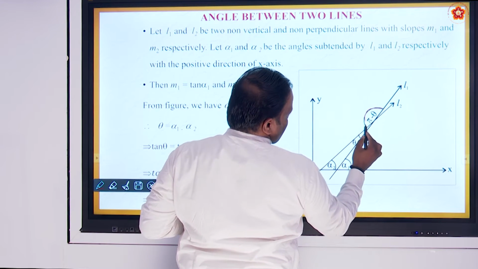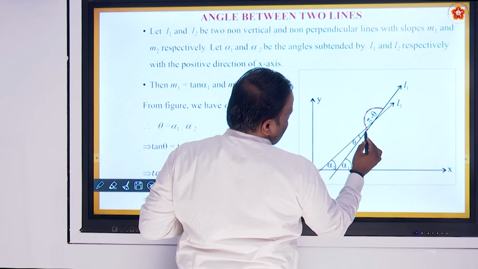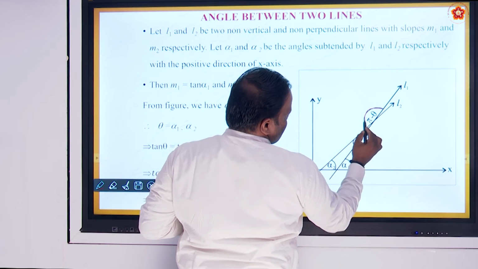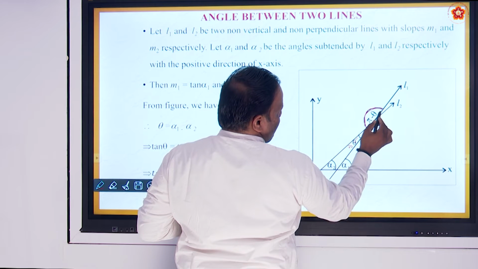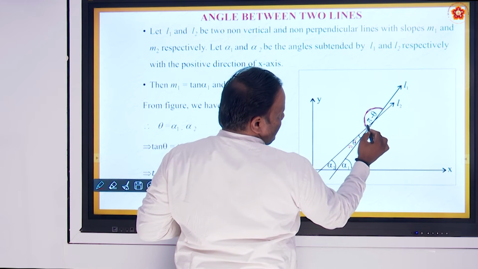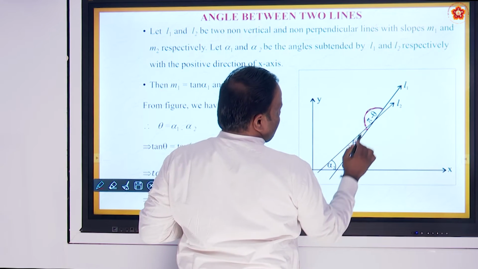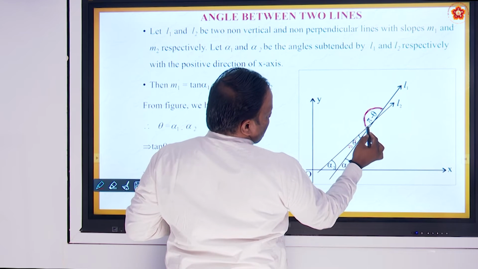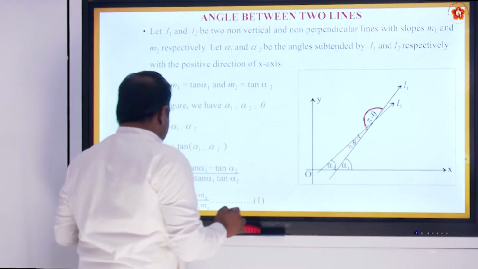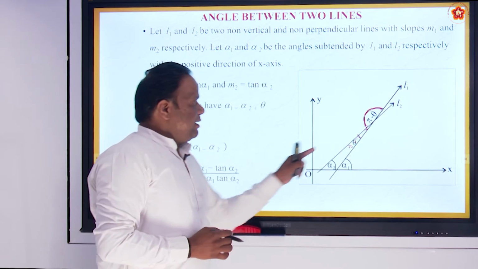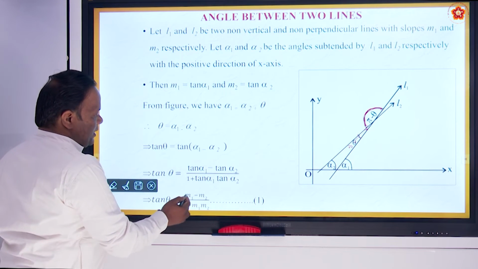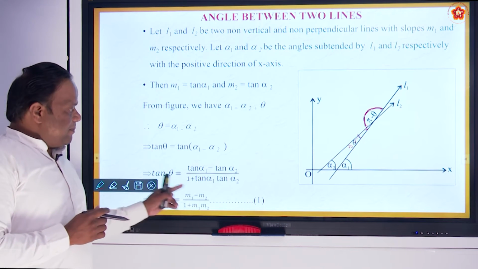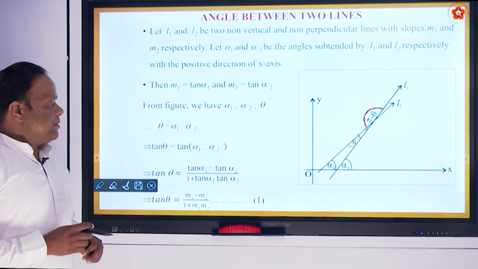Here to here, this is totally 180. Here is theta, so this angle is pi minus theta. Suppose theta is 30 degrees. Then this angle is 150 degrees, because pi is 180 minus 30. This is called the obtuse angle, and this is called the acute angle. So tan theta is for the acute angle. The acute angle between two lines is given by the formula tan theta equal to m1 minus m2 divided by 1 plus m1 into m2.